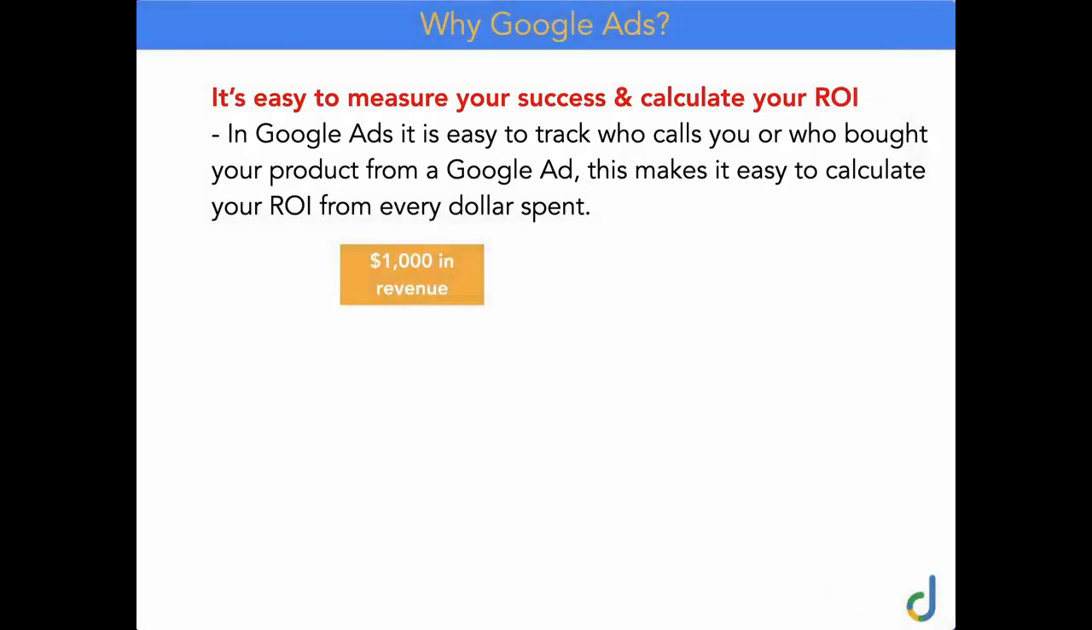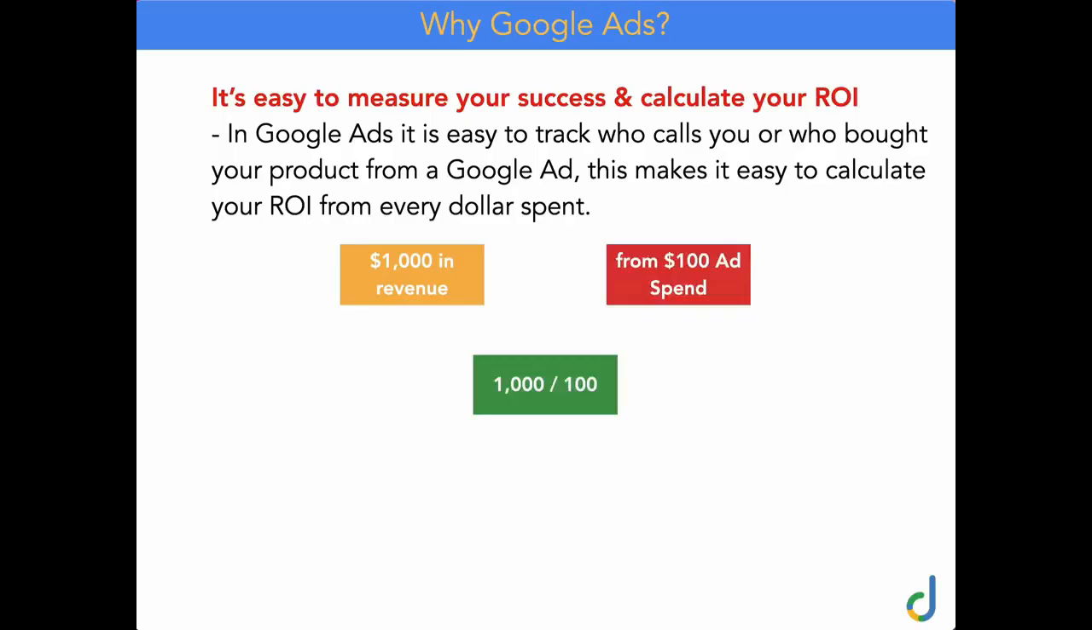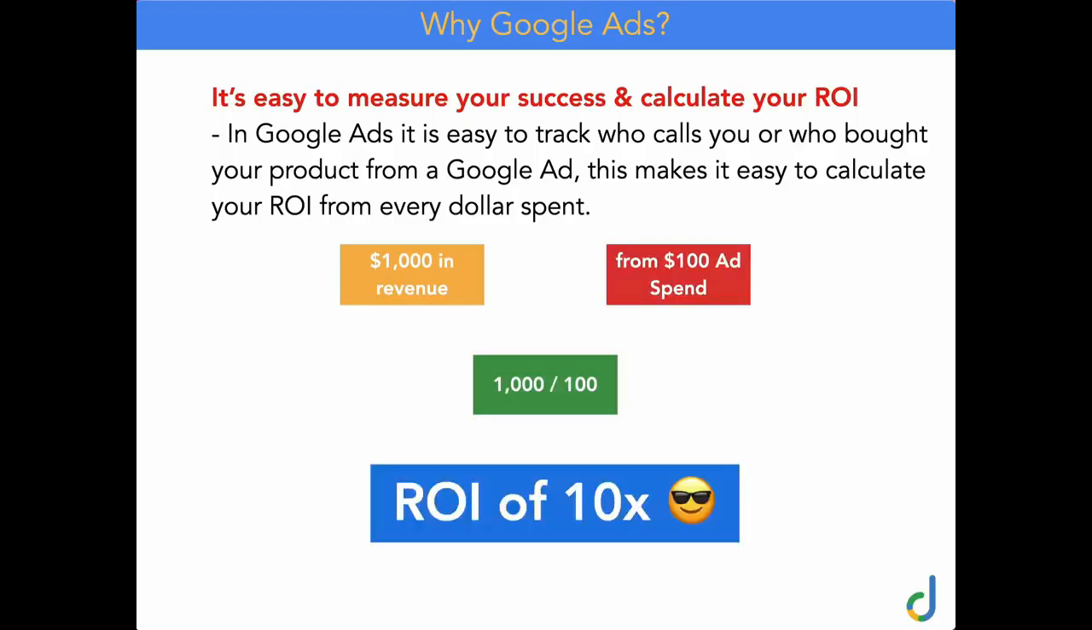So let me give you an example. Let's just say from when you started your Google Ads campaign, you got an extra $1,000 in revenue, and this came from $100 in ad spend. So for $1,000 of revenue, that came from $100 ad spend, you'd have an ROI of 10x. So for every dollar you spent, you got $10 back. So that's another reason why I really love Google Ads, is that you can easily measure that ratio so you know how successful your Google Ads campaigns are being.